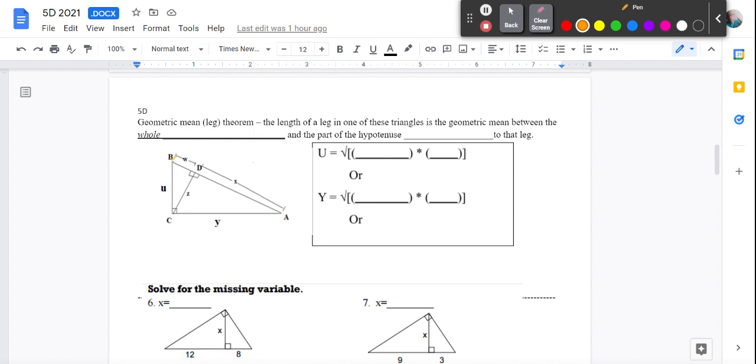So I'm going to redraw my three triangles right here. I'm going to call the W plus X, I'm just going to call that H for the whole hypotenuse. And you see I put a U and a Y in there as well. So I have my three similar triangles here.